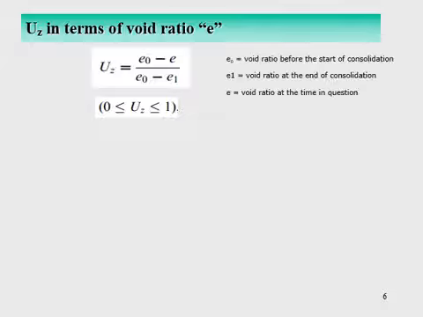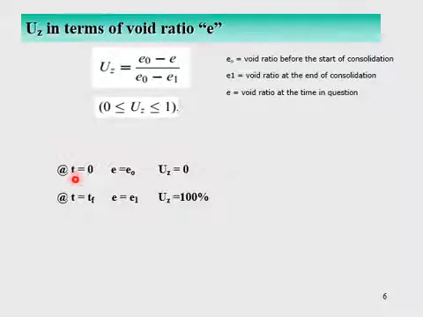So you see at time t equal to 0, e would be equal to e naught. And if you put this e naught here, you see UZ is equal to 0. It means that at the start of consolidation, when t is equal to 0, the void ratio is equal to e naught and UZ is equal to 0. And when t is equal to tf, e is equal to e1 because e is a variable. So at t equal to tf, the e value is equal to e1. If you put e equal to e1 here, this cancels with this, and the UZ value is 1 or 100%.